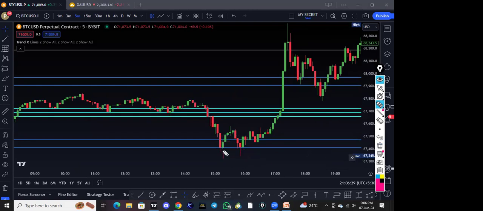Here we don't have any confirmation, so we're not going to take the trade. It will come back. Without confirmation, it won't go. It gave you a hammer here and a bullish engulfing here. Just take the trade. Your entry will be here, keep your stop loss below this candle. That's it.